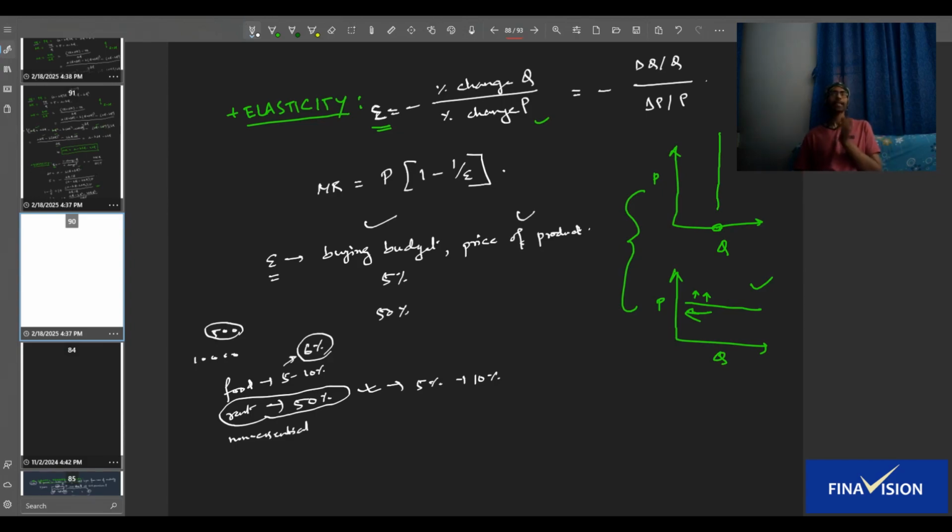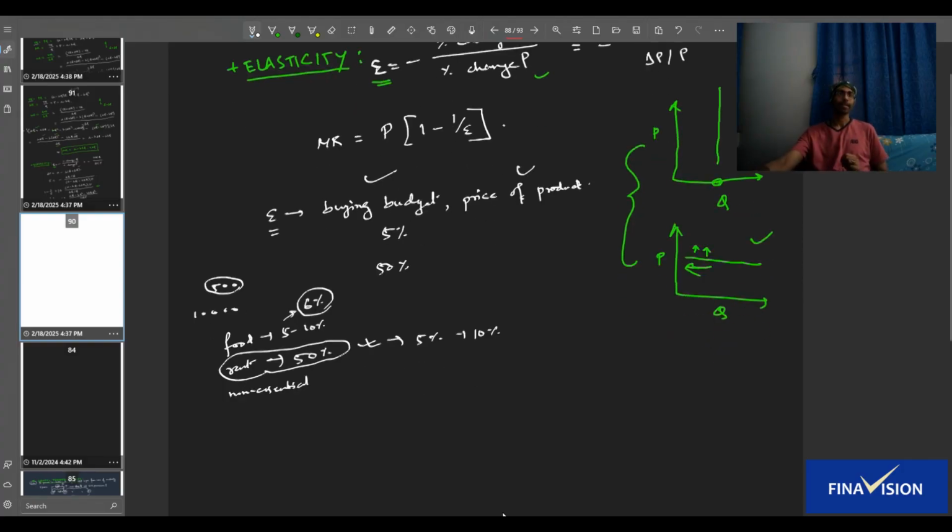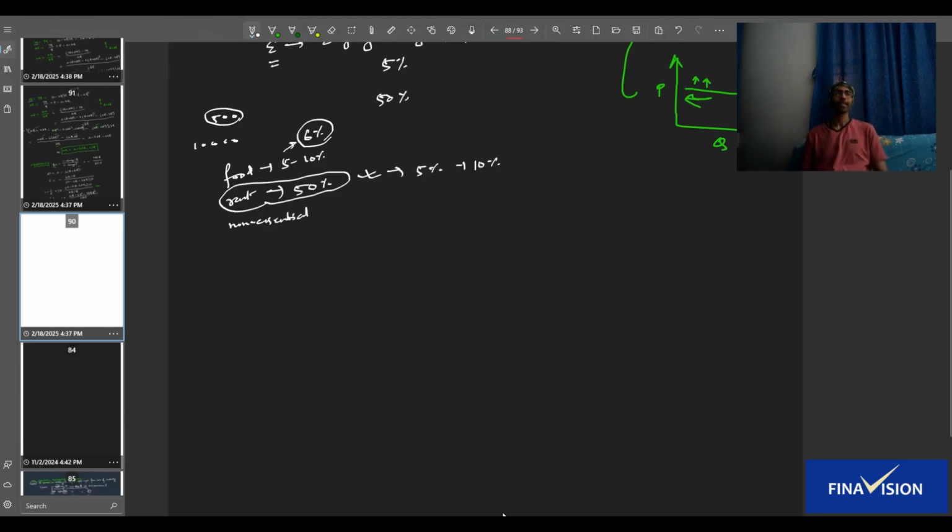Now, the elasticity that we were talking about so far was the direct product elasticity. Apart from that, there are certain other elasticities also, like income elasticity and cross price elasticity. First, let us discuss income elasticity. Income elasticity is the change in demand of a certain product due to change in income. So, income elasticity, epsilon I, is equal to change in demand of a certain product due to change in income.